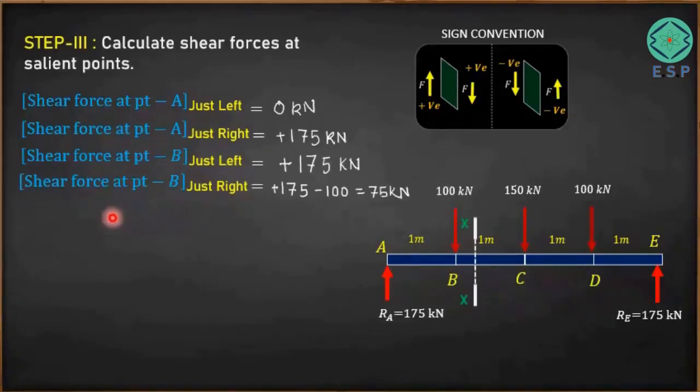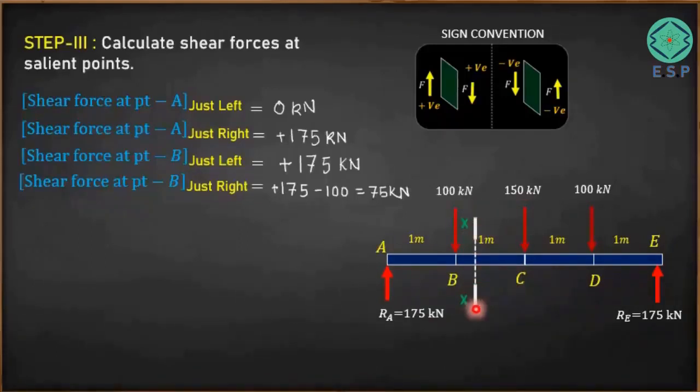kilonewton. So we got the shear force at point B just right. If you keep your plane just right of point B, you cover this upward shear force and this downward shear force, and the net value will be 75 kilonewton, which is positive, which means it is acting in the upward direction. Okay, so I got the variation of shear forces from point A to point B. Now I want to get to point C.